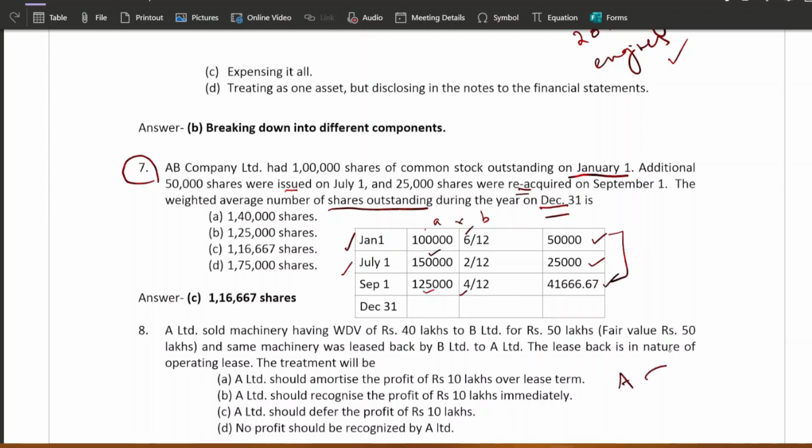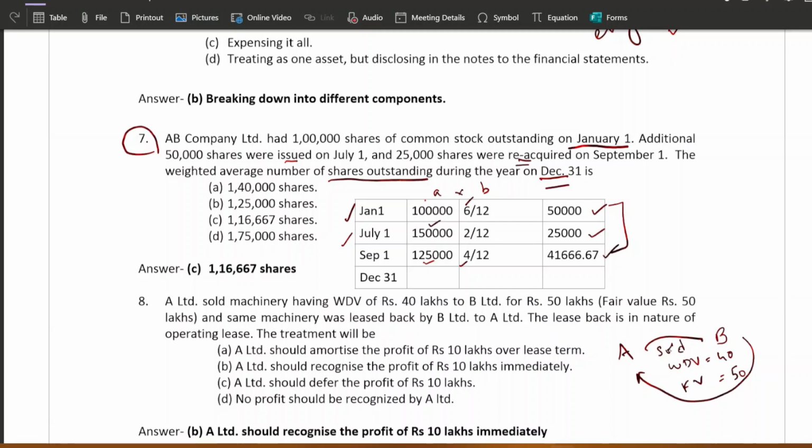So, A Limited is there. It sold machinery to B Limited. The WDV was 40 and the fair value and also the sale price is 50. Now what did B do? B leased back the same machinery to A in the nature of operating lease. So the treatment will be: A Limited should amortize the profit of 10 lakhs over the lease term. A Limited should recognize the profit of 10 lakhs immediately. A Limited should defer the profit of 10 lakhs. No profit should be recognized by A Limited. So think of an answer.